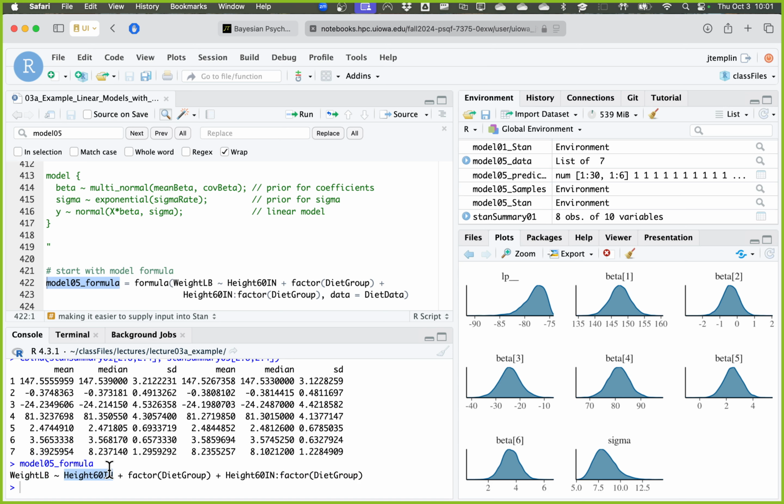So let me ask this next question. How would you find the slope of height in inches for diet group 2? That's right. Thank you, Erica. The linear combination, right? So we have to think about it.